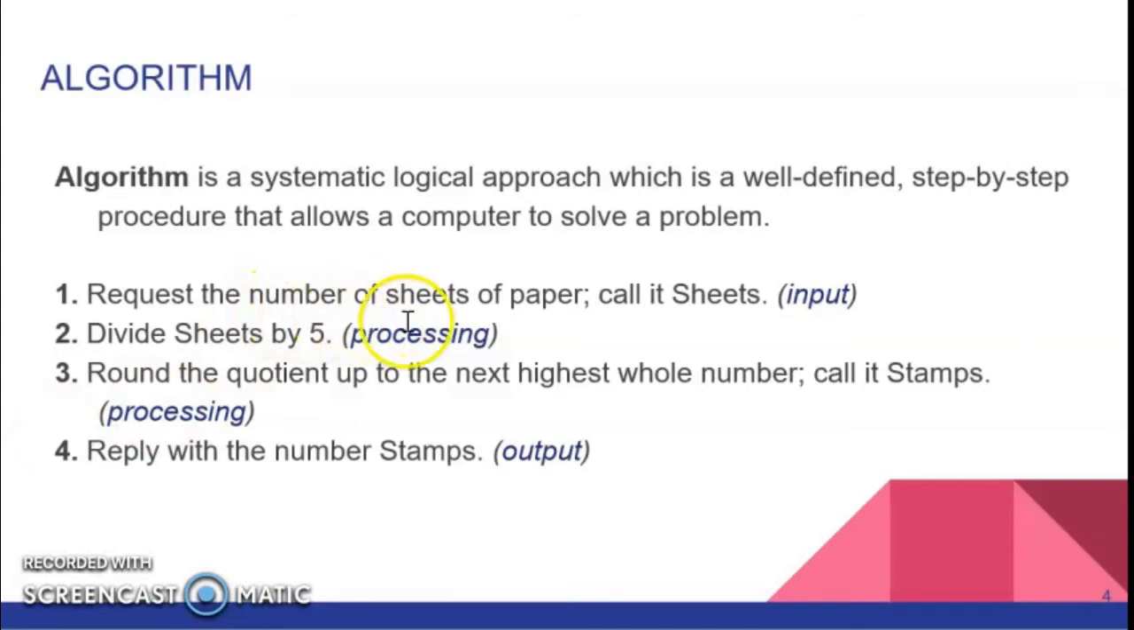First, request the number of sheets of paper, so that is our input. For the processing, we have steps number 2 and 3. Divide sheets by 5. Round the quotient up to the next highest whole number. And lastly, for the output, reply with the number of stamps.